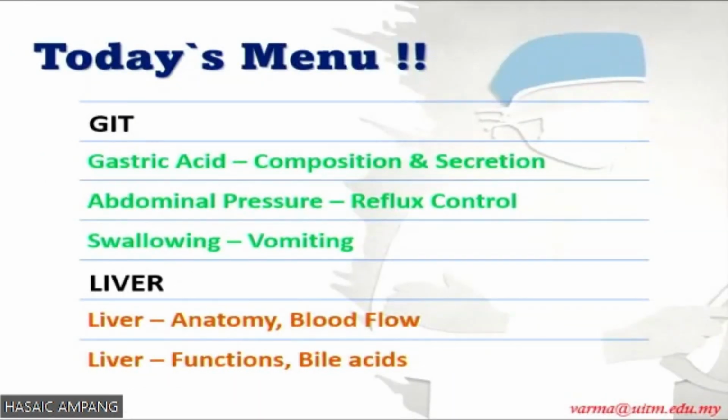Okay, GIT. We're going to talk about gastric acid composition and secretion, the abdominal pressure and reflux control, the lower esophageal sphincter, and the process of swallowing and vomiting. And liver, I just missed out. Liver has also been asked a few times in SAQ, but I think the last one was in 2011, 2012. But not as a full SAQ question, not 10 marks, more like 4 marks. So you should know it. These are not much to understand, just facts to remember.